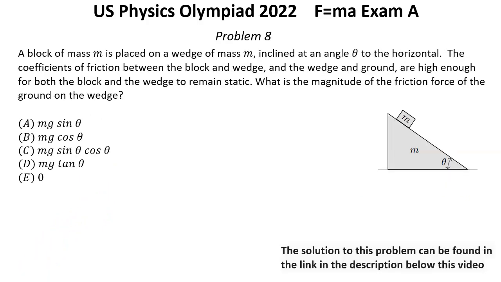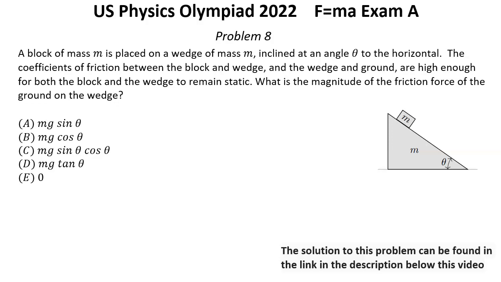Problem number 8. A block of mass m is placed on a wedge of mass m inclined at an angle theta to the horizontal. The coefficients of friction between the block and the wedge and the ground are high enough for both the block and the wedge to remain static. What is the magnitude of the friction force of the ground on the wedge? Solution for problem number 8.